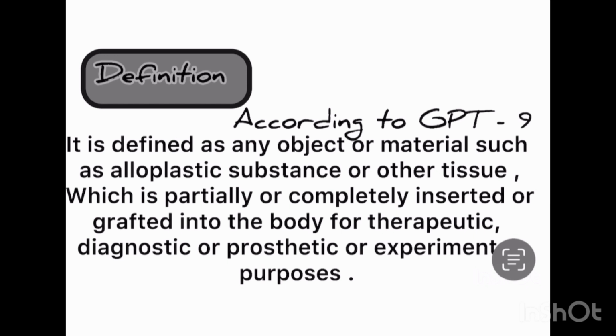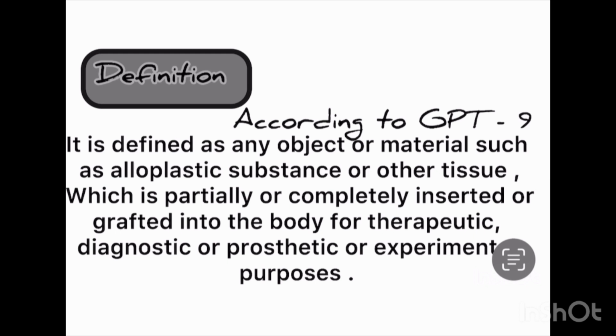According to GPT-9, which is the Glossary of Prosthodontic Terms, ninth edition, so it is basically a dictionary. And according to it, what is an implant? It is any object or material or some other tissue which we partially or completely insert or graft into the body. Body here is any region where a tooth or any other material is to be added or implanted, either for therapeutic, diagnostic, or prosthetic purposes.